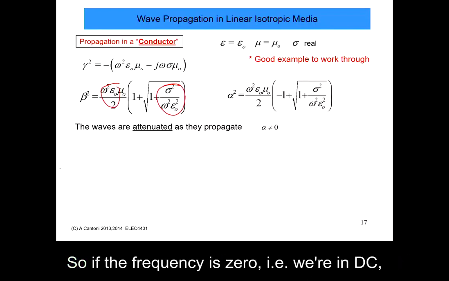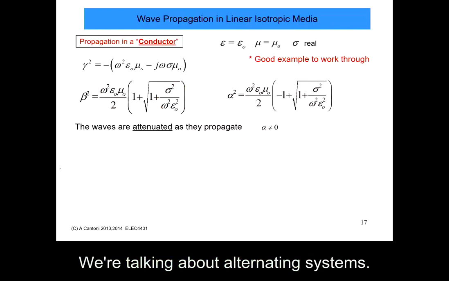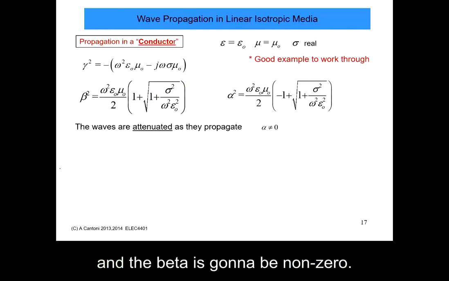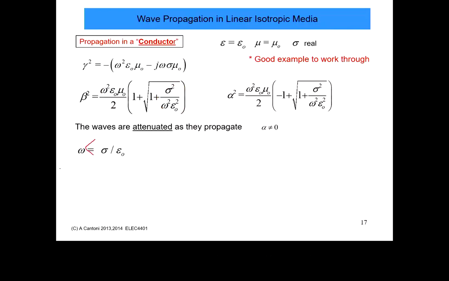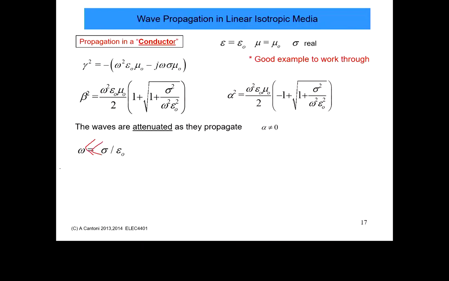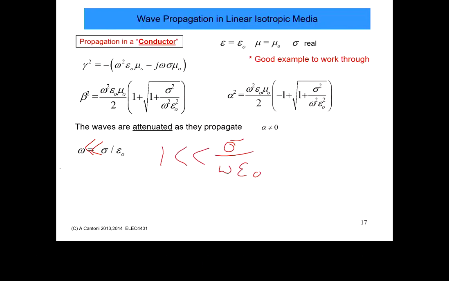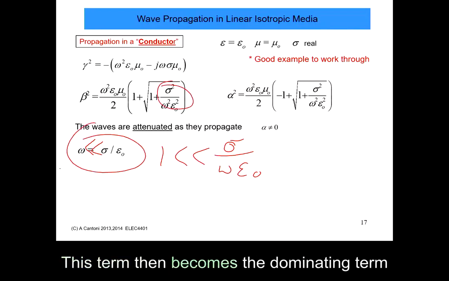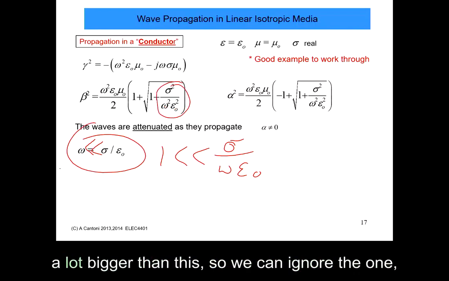So if the frequency is 0, i.e. we're in DC, then we might see something different, but we're talking about AC, right? We're talking about alternating systems. So the alpha is going to be non-zero and the beta is going to be non-zero. If, and this is a typo on my slides, but I believe you've got the right one, this omega is much less than conductivity on permittivity, we can rearrange this to be 1 is much less than this, right? Yeah? Happy with that? Just rearranging this. This term then becomes the dominating term in these equations, right? Because this is going to be a lot bigger than this, right?